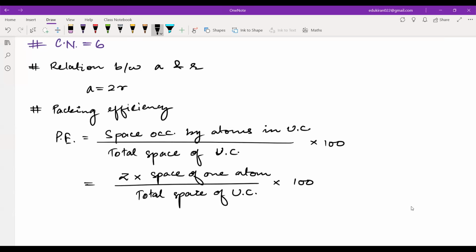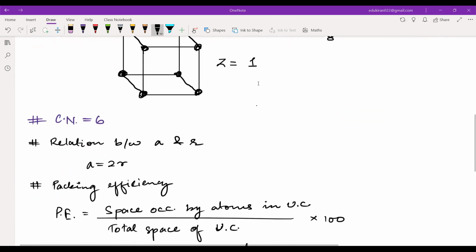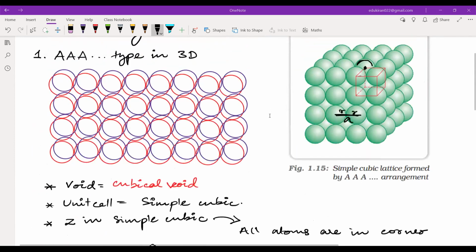And tell me now, what is the space of one atom? In this packing, what will be the space of an atom? Khalil, Heshma, Huzaifa, anyone, speak quickly. The space of one atom in terms of r. What happened? You guys are not speaking at all. Khalil, speak. Sir, it's 4/3 pi r cube.